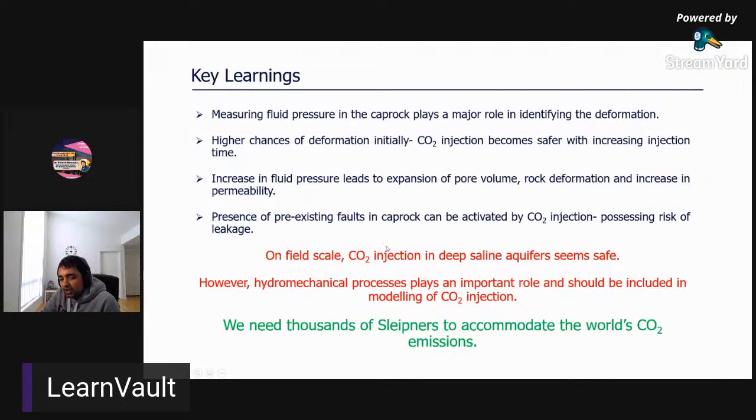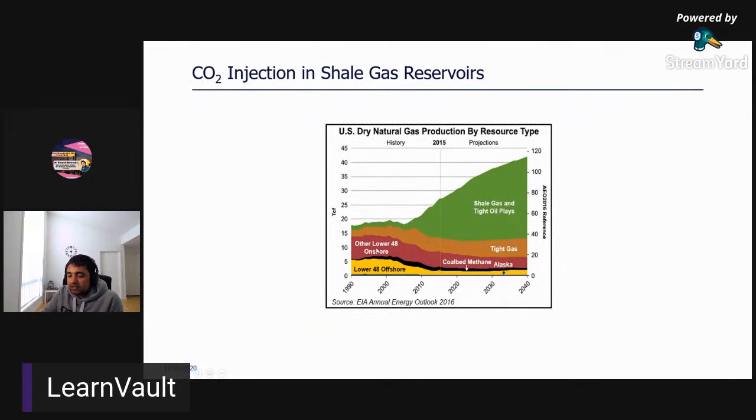Now, going back to the shale gas reservoirs, this is another perspective. This is important because in shale gas reservoirs, you can inject CO2 to enhance the gas recovery, as well as store the CO2. But the mechanisms involved in shale gas reservoirs are different from the mechanisms that are generally present in conventional oil and gas reservoirs. But let's look at why this shale gas is pretty important.